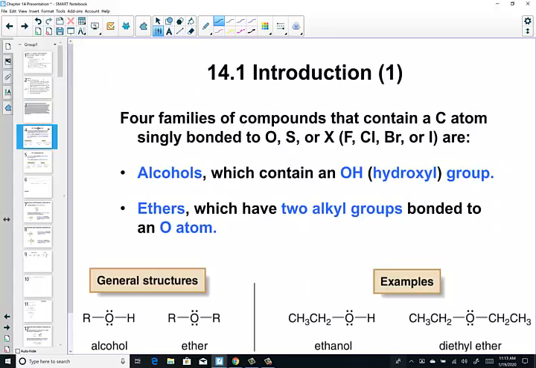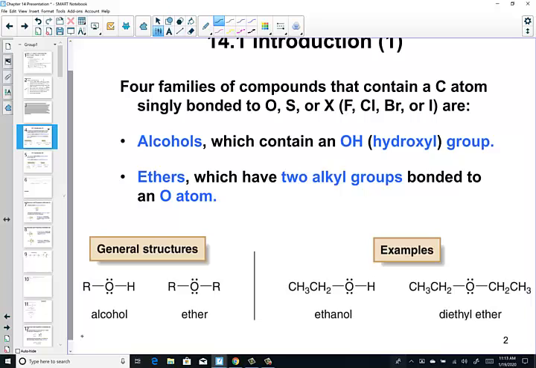In our first section, it's just an introduction section. This is where you'll begin taking your notes. It says we have 4 families of compounds that contain carbon with a single bond to oxygen, sulfur, or a halogen. So I'm going to stress that these are all single bonds because there are double bonds to these atoms, but these are not going to come out to play in this particular section, in this chapter.